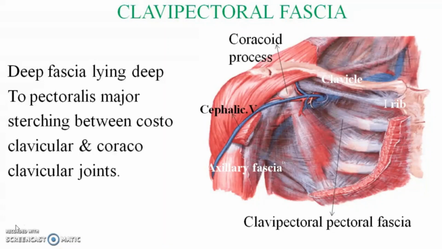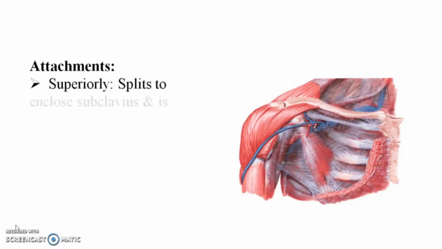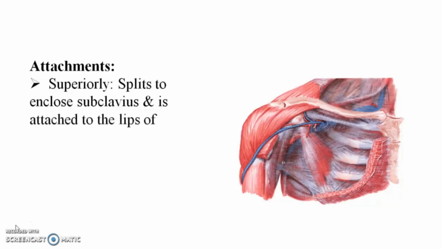medially and laterally. So medially it is extending till the costoclavicular ligament joint. So it is going to extend medially to the costoclavicular joint, and laterally it is going to extend to the coracoclavicular joint. And then we will be having some attachments made by this clavipectoral fascia, such as if we trace superiorly, this clavipectoral fascia is going to split to enclose the muscle called subclavius, and then it is getting attached to the lips of subclavian groove.